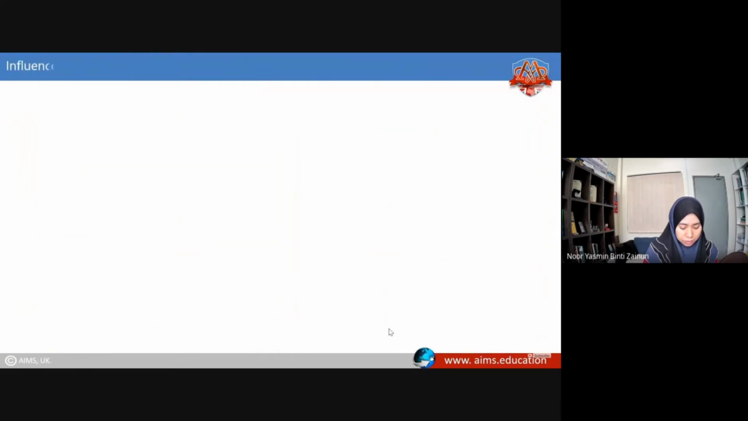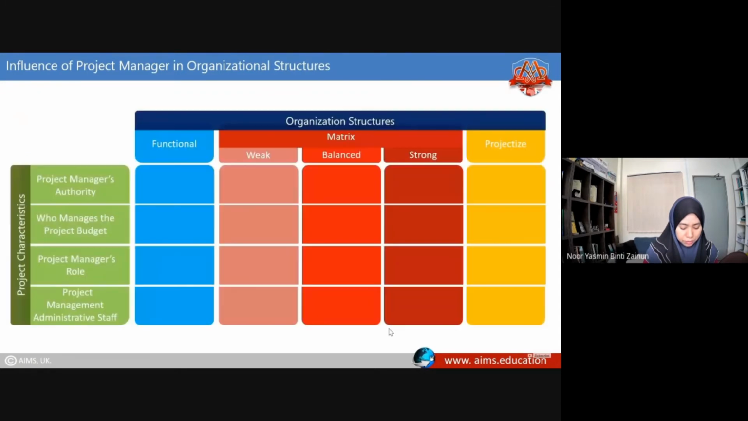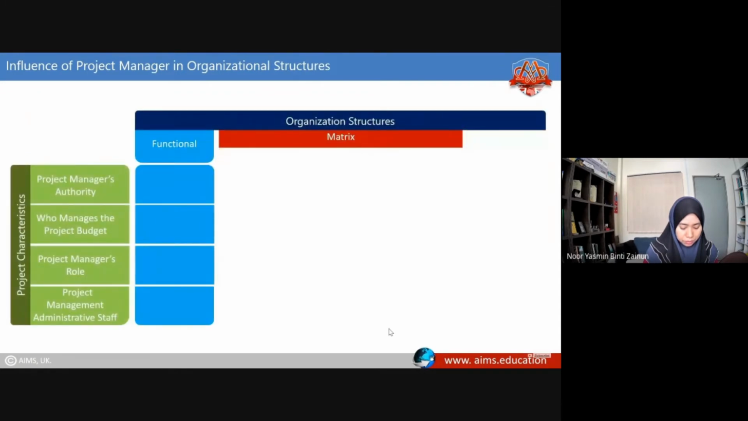The influence of the project manager in different organizational structures is explained below. In a functional organization structure, the project manager has little or no authority and is often a part-time person with part-time project management administrative staff. The functional manager manages the project budget. The functional structure is the weakest of all.